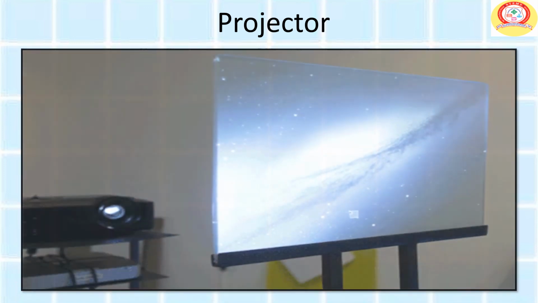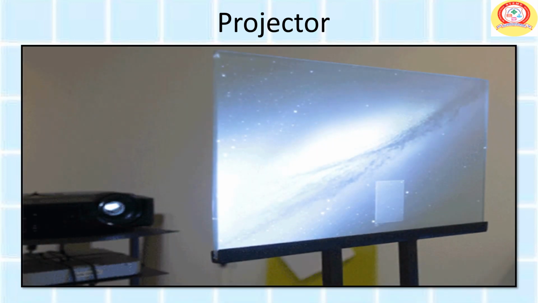Children, this is a projector. A projector displays the output on a screen. The screen can be a whiteboard, a white cloth, or even a plain white wall. A projector is used for classroom teaching, giving presentations, and in many other ways. Now children, let's move to printer.